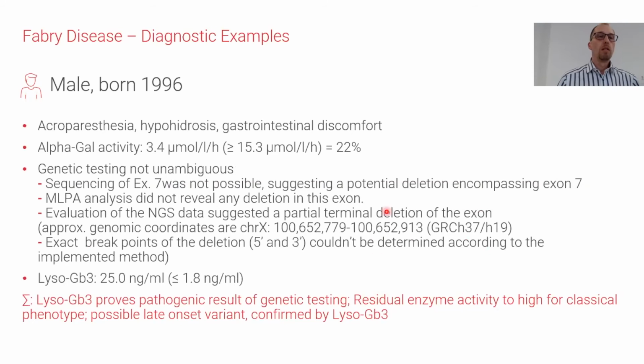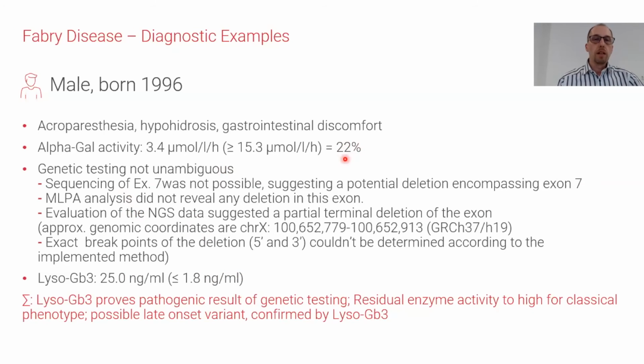Very interesting case, a male born 1996, diagnosed for acroparesthesia, hyperhidrosis, gastrointestinal discomfort. His enzyme activity was diminished to 22% of normal, and then the genetic testing was very, very special. The sequencing of exon 7 was not possible, suggesting a potential deletion encompassing exon 7, but MLPA analysis did not reveal any deletion in this exon. So the colleagues went back to the NGS data, evaluated it step by step, and the NGS data suggested a partial terminal deletion of the exon at that position, but the exact breakpoint of the deletion couldn't be determined.